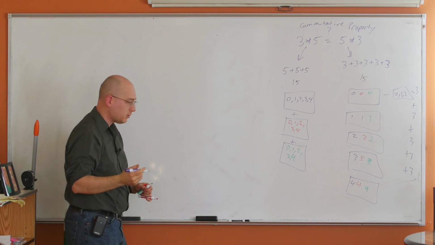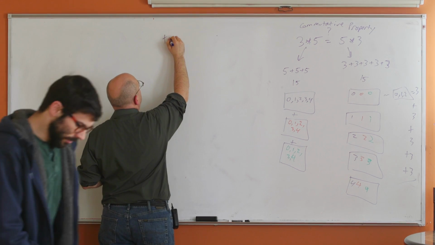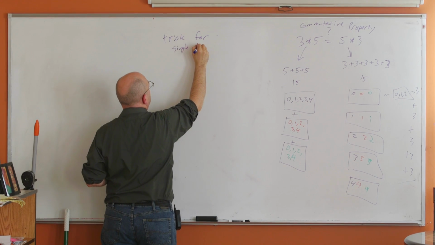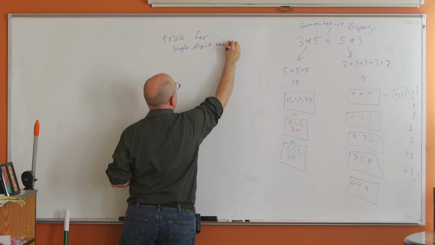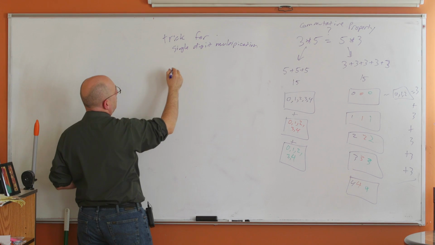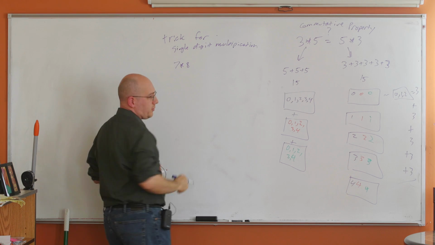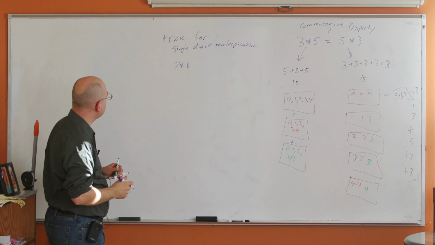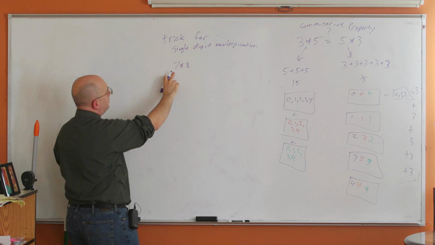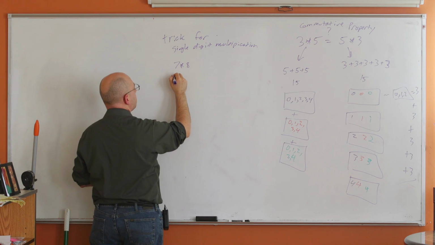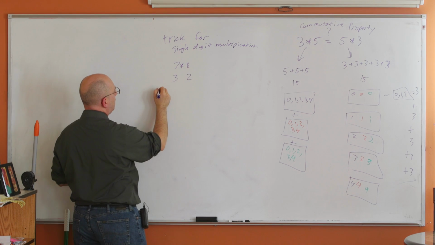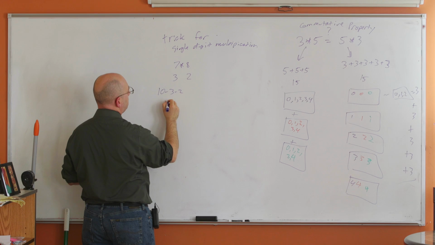So I mentioned before, here's just a trick for single digit multiplication of kind of big numbers. So let's say you're doing 7 times 8 and you're not quite sure what that is. Well, what is the complement of 7? 3. Complement of 8? 2. Now, 10 minus 3 minus 2 is what?